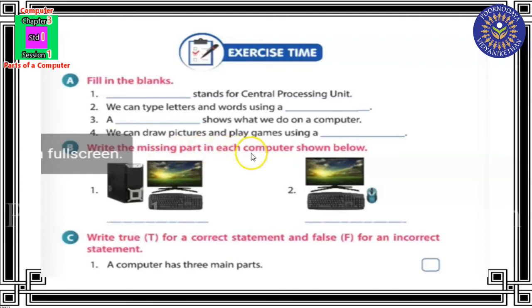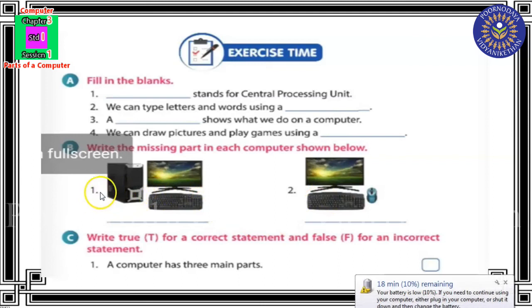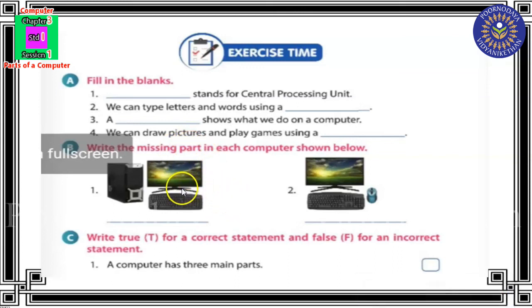Then next is exercise B. Write the missing part in each computer shown below. Look here. In this first picture, one part is missing. Can you find out the answer? Yes, the answer is mouse. Here we cannot see mouse, so the answer is mouse. In second picture, one part is missing. The answer is CPU.